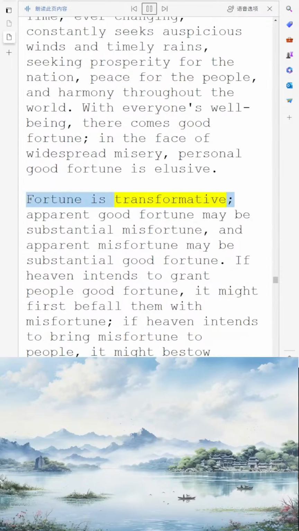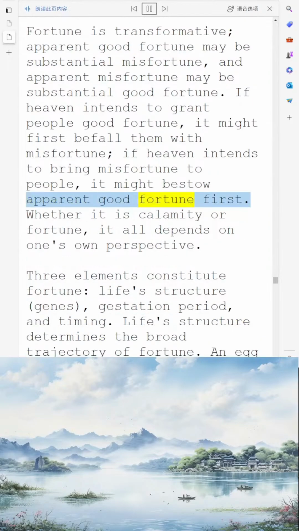Fortune is transformative. Apparent good fortune may be substantial misfortune, and apparent misfortune may be substantial good fortune. If heaven intends to grant people good fortune, it might first befall them with misfortune. If heaven intends to bring misfortune to people, it might bestow apparent good fortune first. Whether it is calamity or fortune, it all depends on one's own perspective. Three elements constitute fortune: life structure (genes), gestation period, and timing.